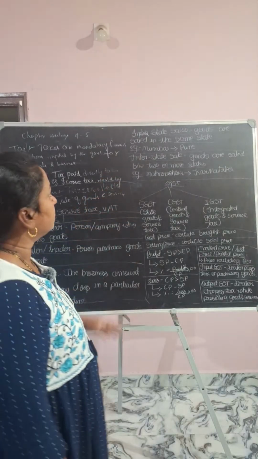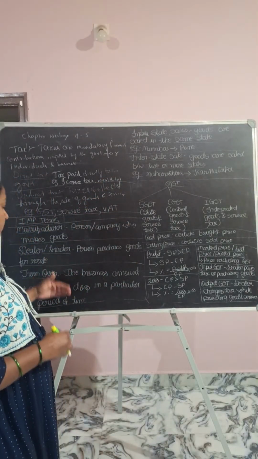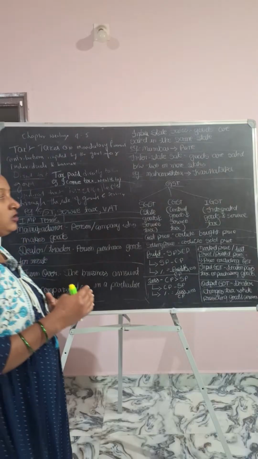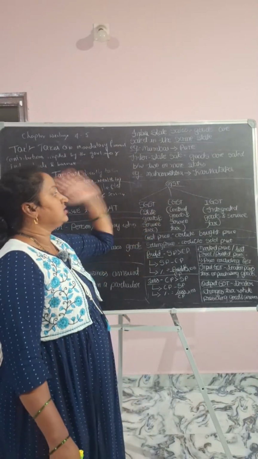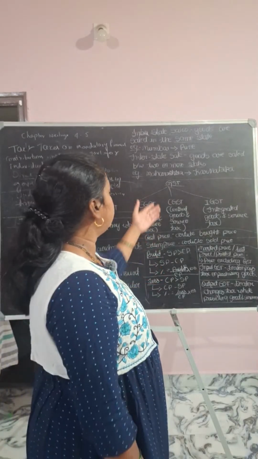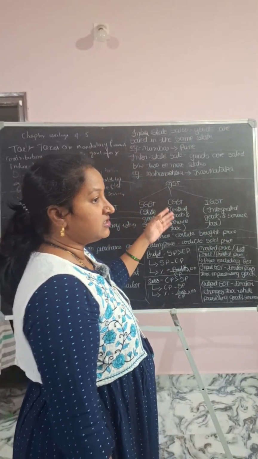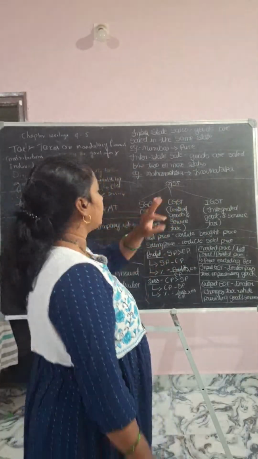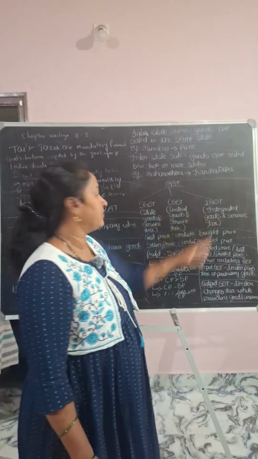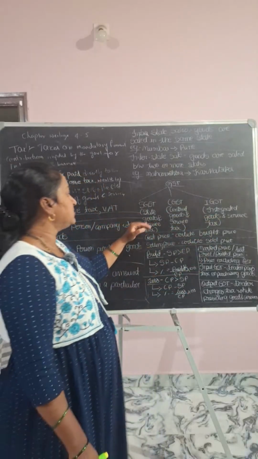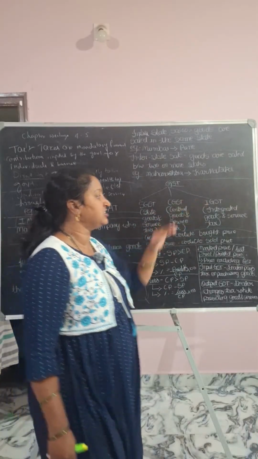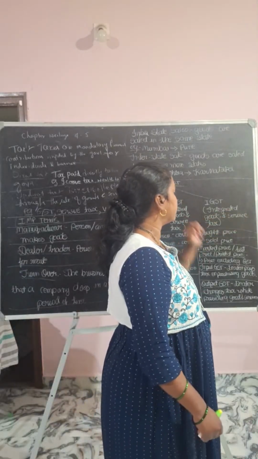I hope you have all understood these terms. Next, we are going in depth into this chapter, GST. So what is GST? GST means goods and service tax. There are three types of goods and service tax, that is SGST, CGST and IGST. What is SGST? SGST means state goods and service tax, CGST means central goods and service tax, and IGST means integrated goods and service tax.